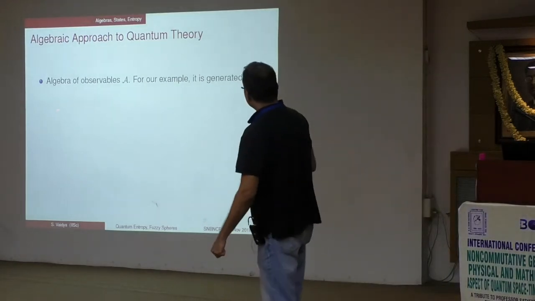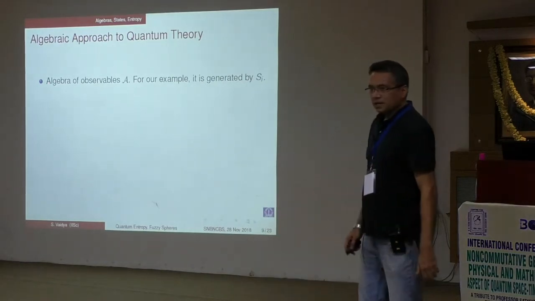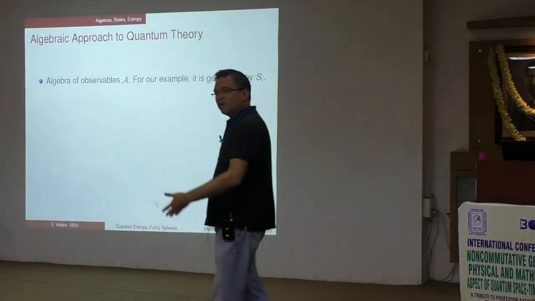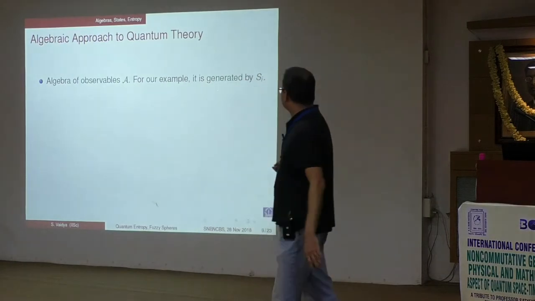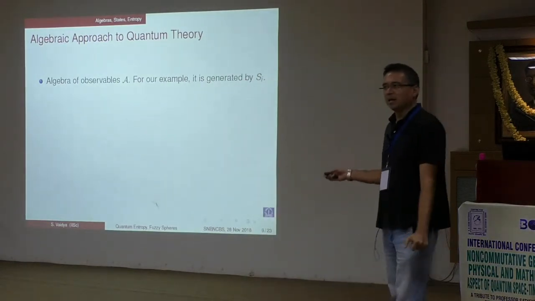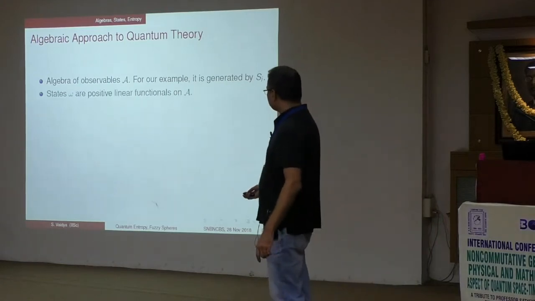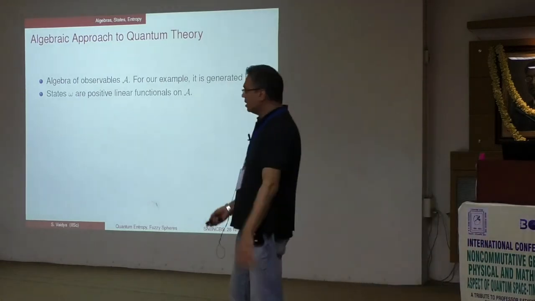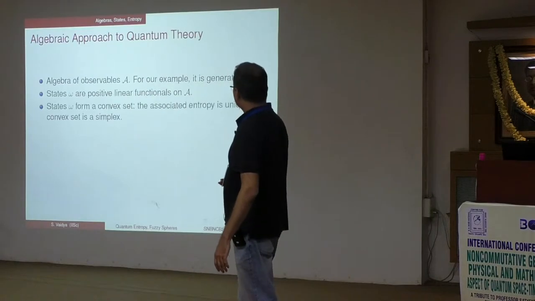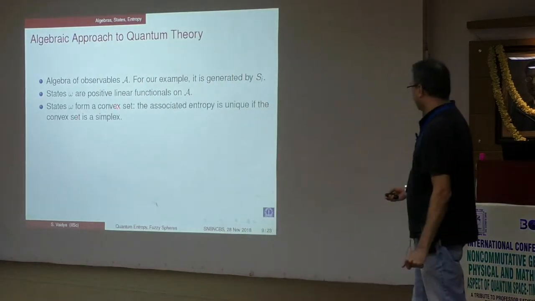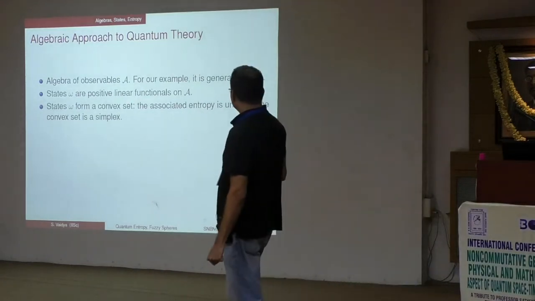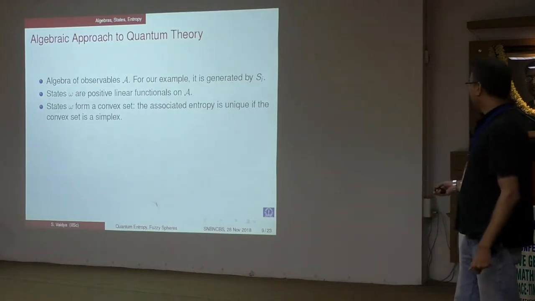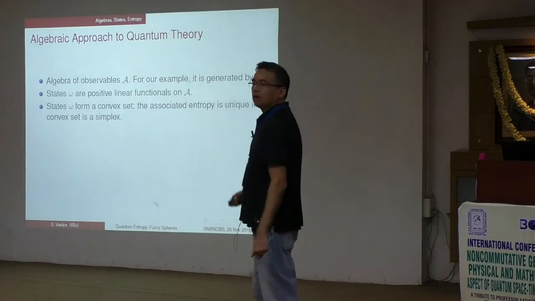So the basic idea is that you start off with an algebra of observables A, and in its most general setting this is a C star algebra. In its very simple setting which I showed you, it's just the spins and the algebra generated by these spins. States are positive linear functionals on A, so in some sense they are dual to the algebra A. And these states form a convex set, and you can compute an entropy corresponding to any state, and this entropy is unique if this convex set is a simplex.